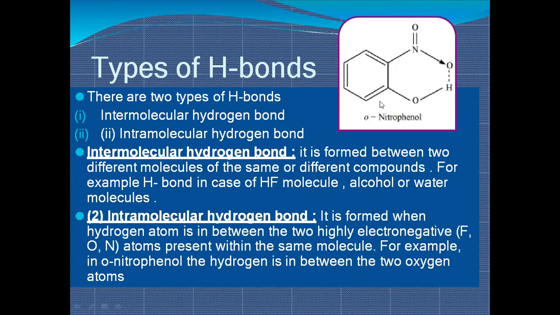But if we talk about intramolecular, there is a difference. It is formed when a hydrogen atom is in between two highly electronegative elements like fluorine, nitrogen and oxygen atoms present within the same molecule. So for example, in orthonitrophenol, the hydrogen is between the two oxygen atoms. This means the bond is formed within a molecule, within a compound only.